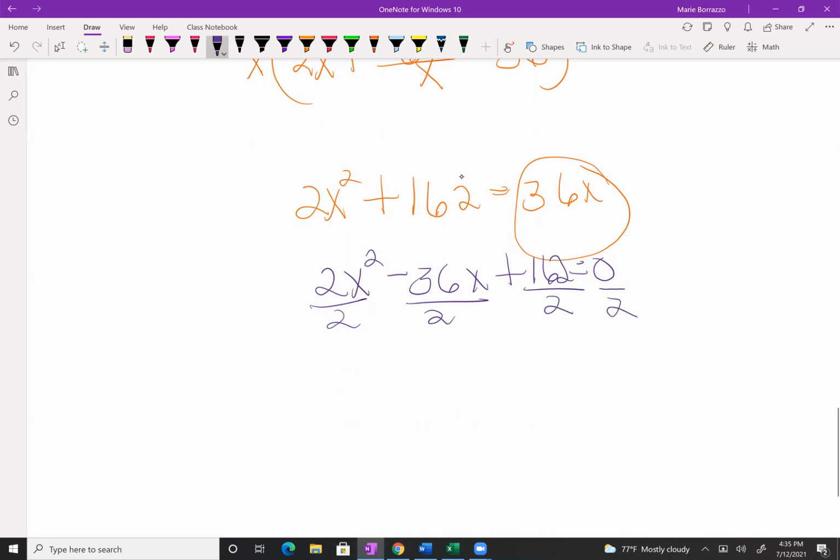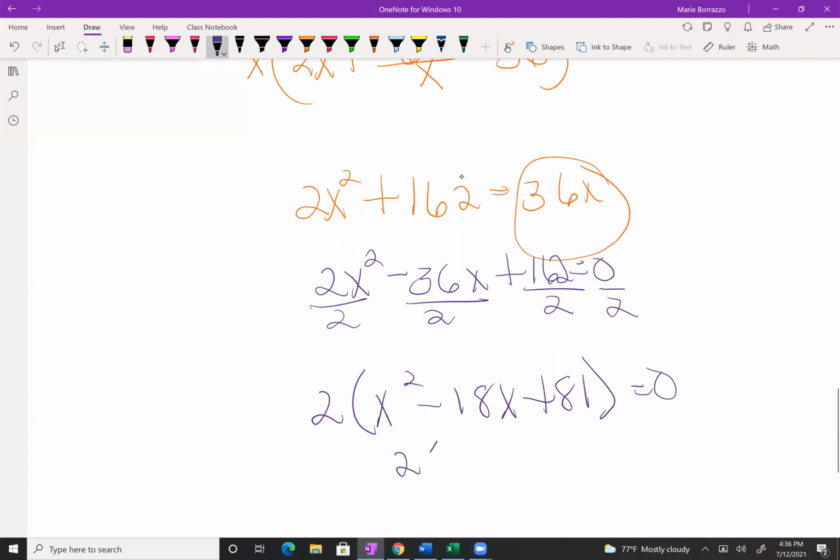You're actually, believe it or not, dividing by 2 all the way across even to that 0, but it doesn't really affect it. So you end up with 2 parentheses X squared minus 18X plus 81. And this is obviously equal to 0.